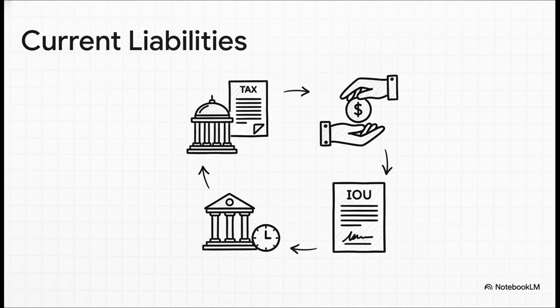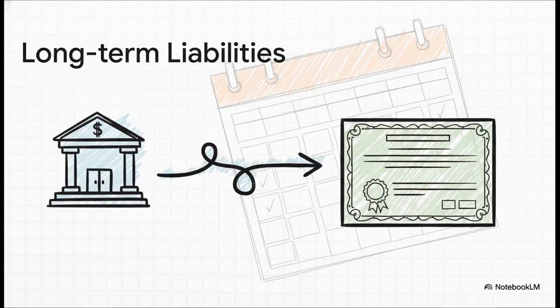Current liabilities are the debts that have to be paid back soon, usually within the year. This could be money owed to suppliers, a short-term loan from the bank, or taxes that are coming due. And then you've got the long-term liabilities. These are the debts that are kind of on the back burner. They don't need to be paid off for more than a year. Think of a big multi-year mortgage on a building or bonds the company sold to raise money for a huge expansion project.